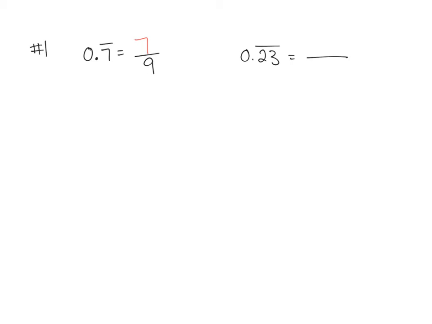0.23 repeating has 2 digits that repeat, so I need 2 9s on the bottom, and my numerator will be 23. If I have 3 digits that are repeating, I need a 9 for each of them. So 441 repeating would be 441 out of 999.